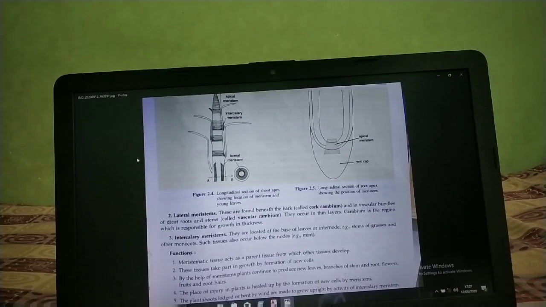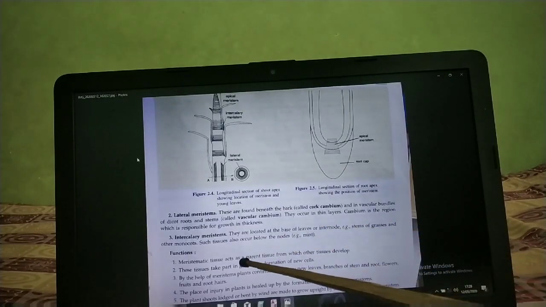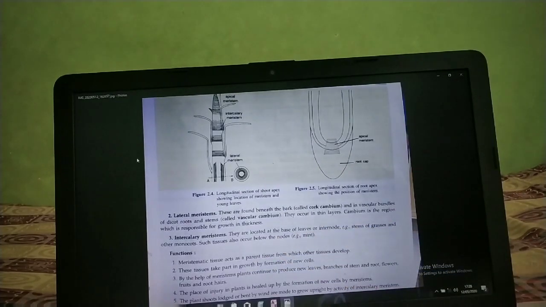That is the overall function of meristems. You can see here, meristematic tissue acts as a permanent source from which other tissues develop. These tissues take part in growth by formation of new cells. With the help of meristems, plants continue to produce new leaves, branches of stem and root, flowers, fruits and root hairs.